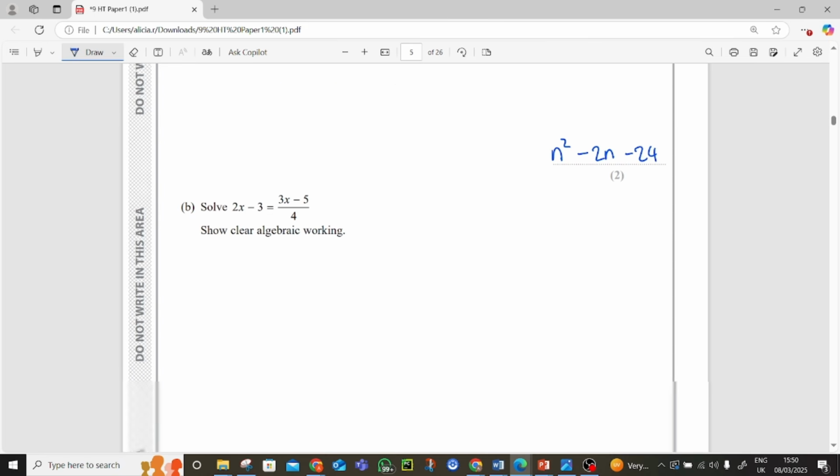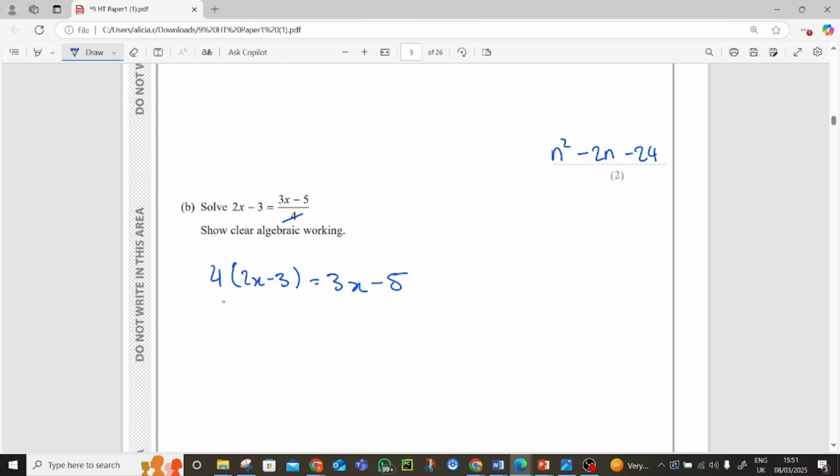Okay, on to the next question. We are solving here, so I see I have a fraction. My first job is to try and get rid of that 4 in the denominator. And this is a division, the opposite of division is multiplication. So I'm going to multiply everything up by 4. So this is going to be 4 times 2x minus 3 is equal to 3x minus 5.